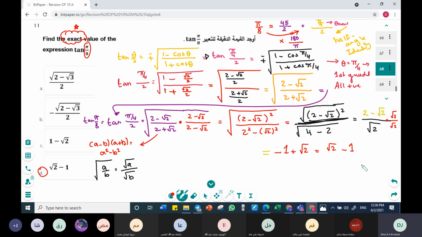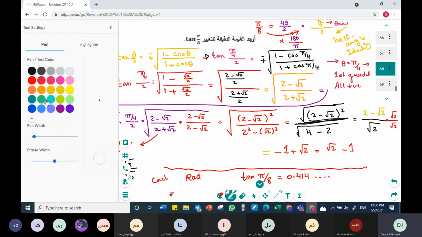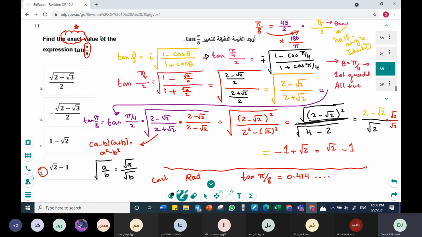Okay, what is the other method? If you used your calculator on radian, tan pi over 8, what will you be getting? In your calculator on radian. This is not an exact value. Excellent. What will you be getting, Aisha? 0.414. Okay, so you will not be getting an exact value, so it will not be helping you directly. But what you can do, I know it will take time, but this is another way.